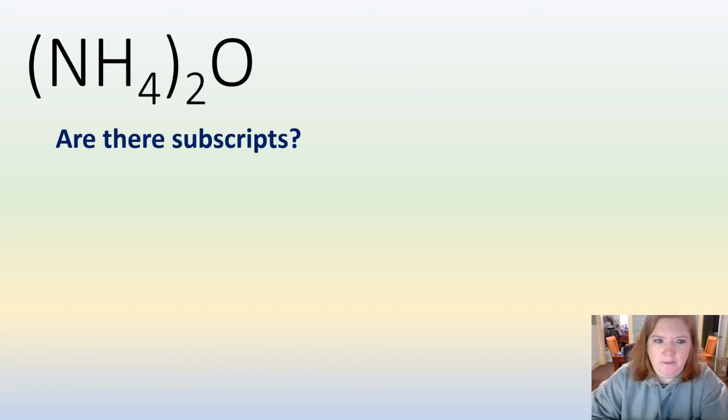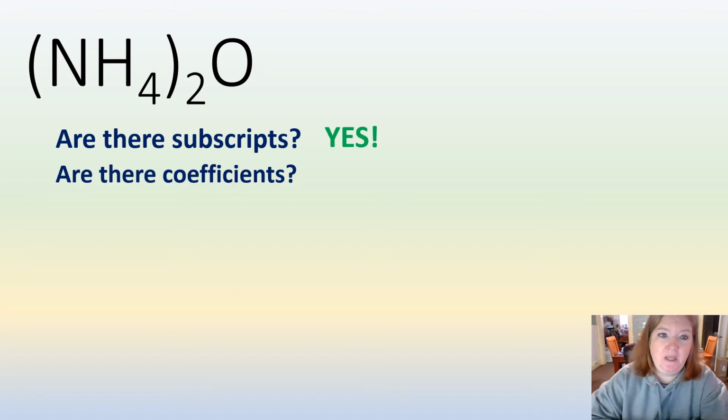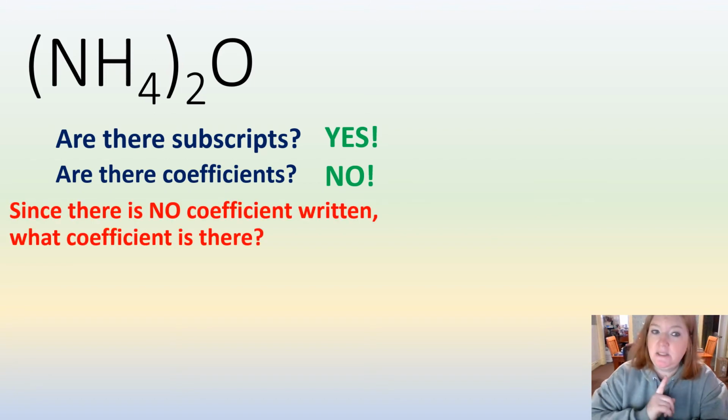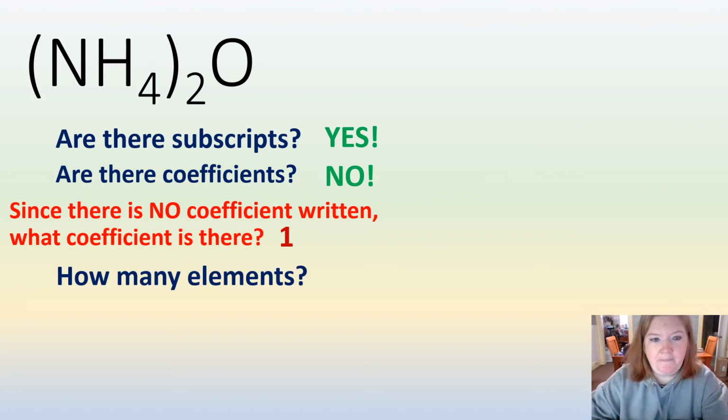So let's look here. Are there subscripts? Yes, there are. Are there coefficients? No, there are not. Since there's no coefficient written, it would be right here if it was. What coefficient is really there? Well, a 1, right? But we just don't worry about it. How many different elements do you see? Well, there's 3: N, H, and O.